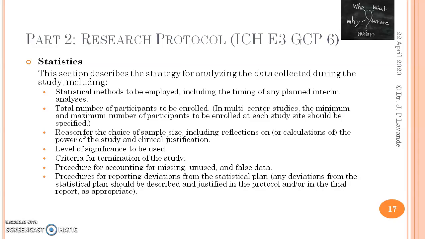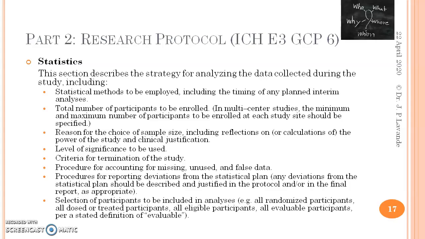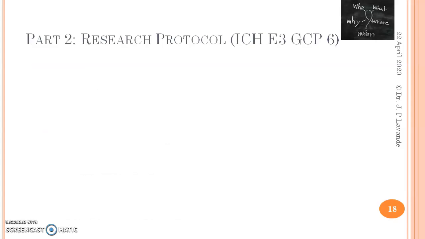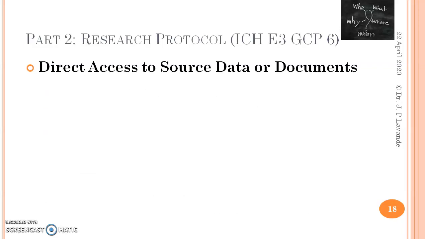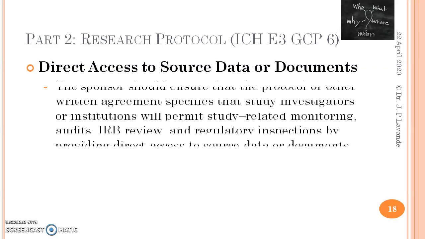Any deviations from the statistical plan should be described and justified in the protocol and/or in the final report as appropriate. Selection of participants to be included in analysis. For example, all randomized participants, all dosed or treated participants, all eligible participants, all evaluable participants, per a stated definition of evaluable. Direct access to source data or documents.